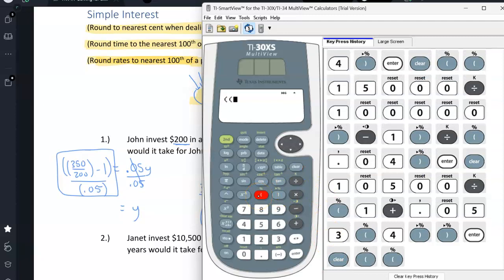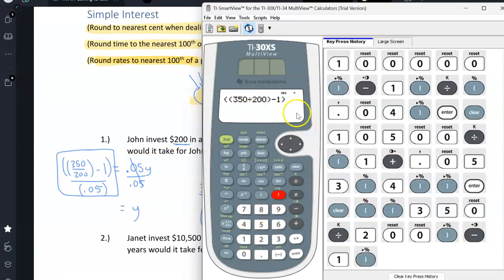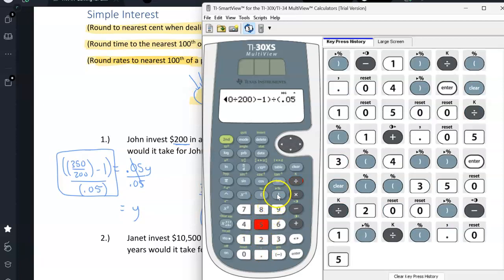So this would just be open parentheses twice, 350 divided by 200. Close your parentheses. If you have the fraction tool, you don't have to have parentheses. You can just have it as a fraction. Minus 1, but you do need parentheses around your whole numerator. So make sure your whole numerator is enclosed in parentheses. And then divided by that 0.05. And press enter. And I should get 15.